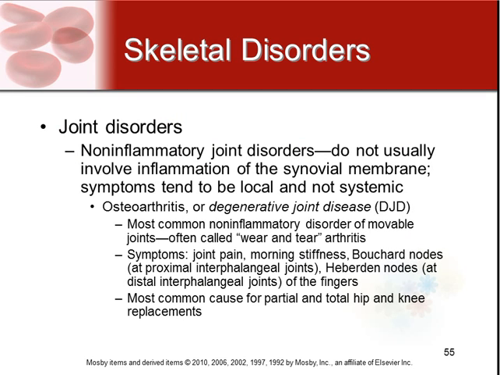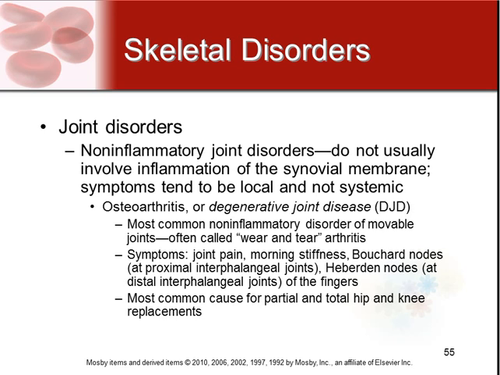So besides metabolic disorders and fractures, we can also have joint disorders. These are also very common. We see them quite a bit. There are some non-inflammatory joint disorders, and these don't involve any inflammation of the synovial membrane. And they tend to be very local. They don't go systemically. It's just little areas. So this would be like osteoarthritis or degenerative joint disease.